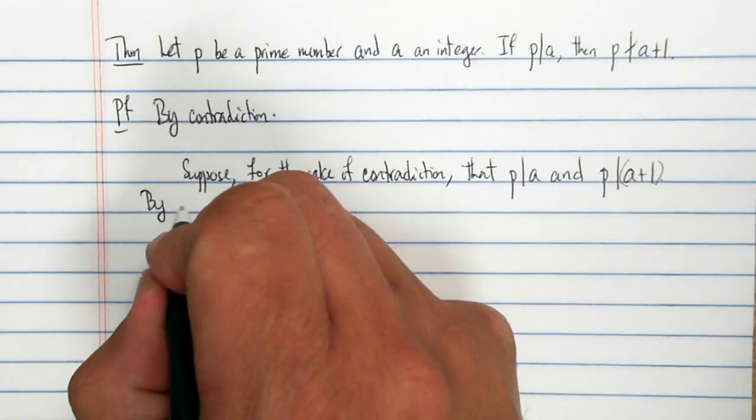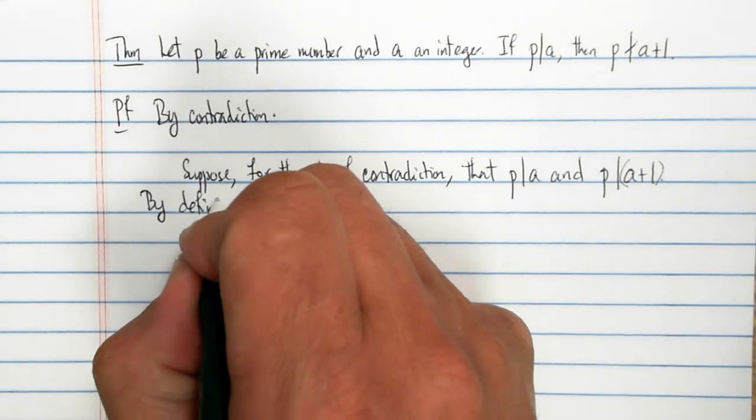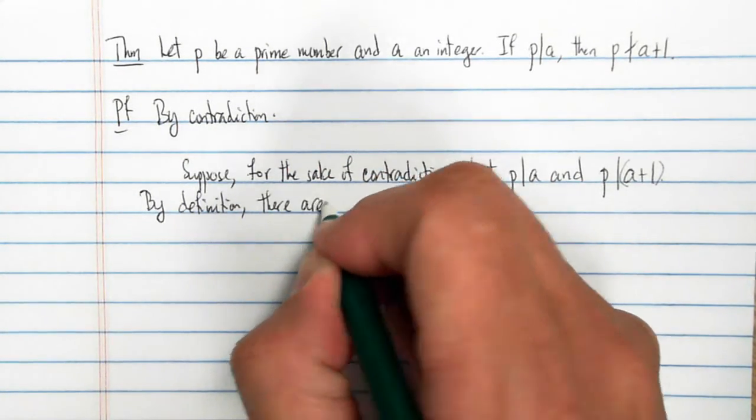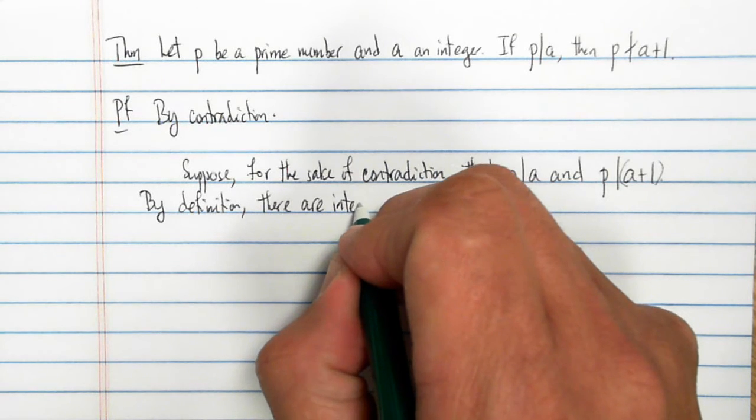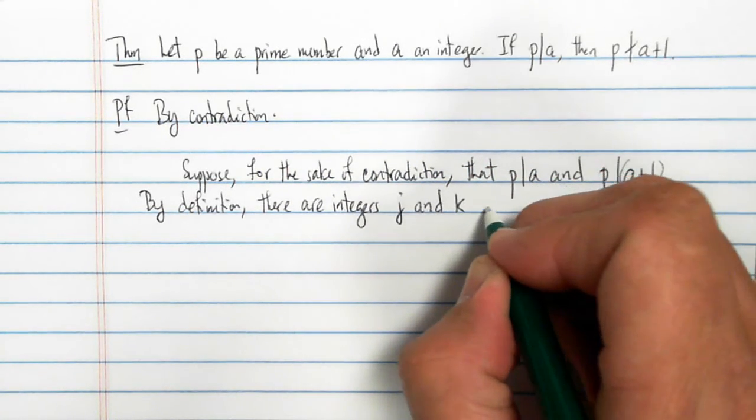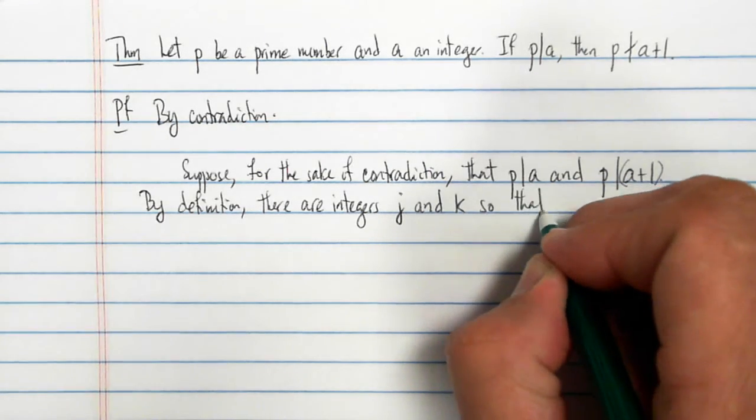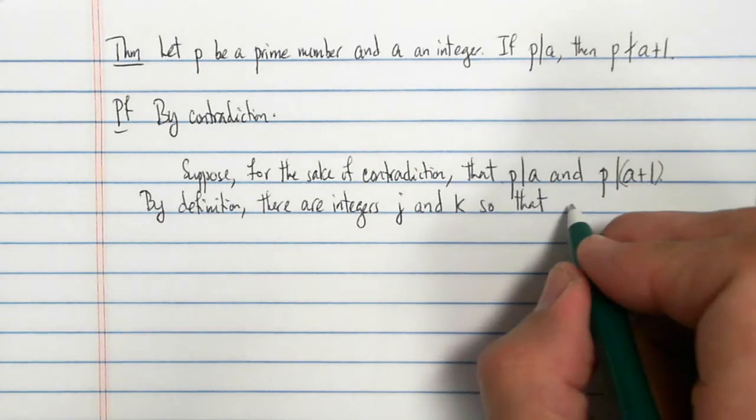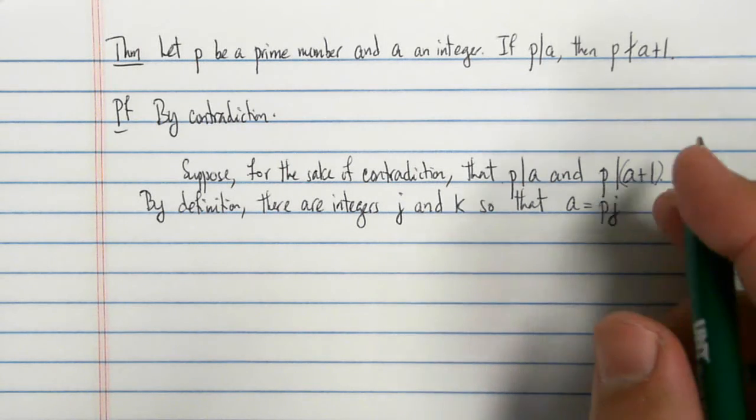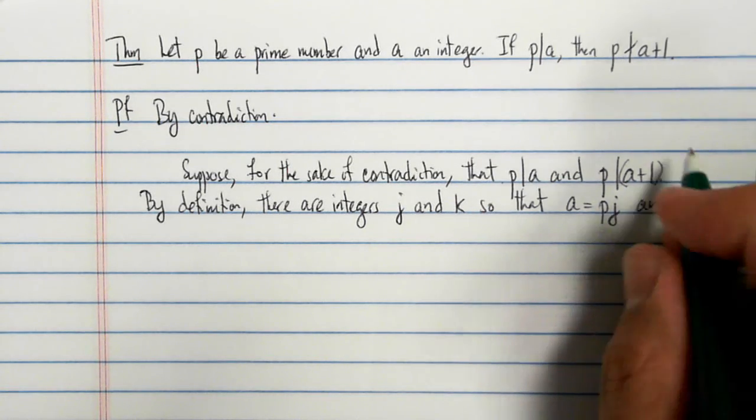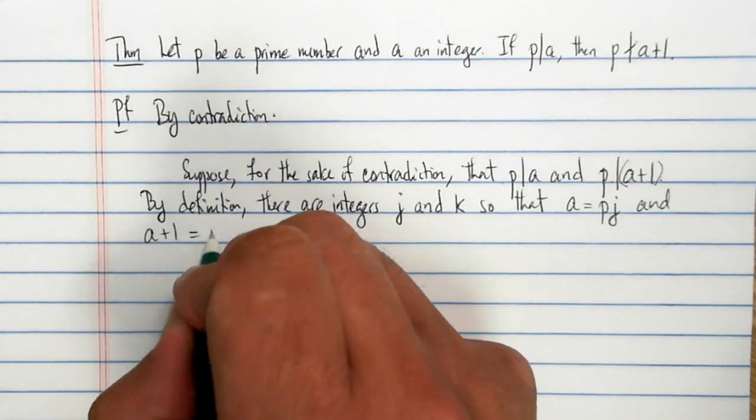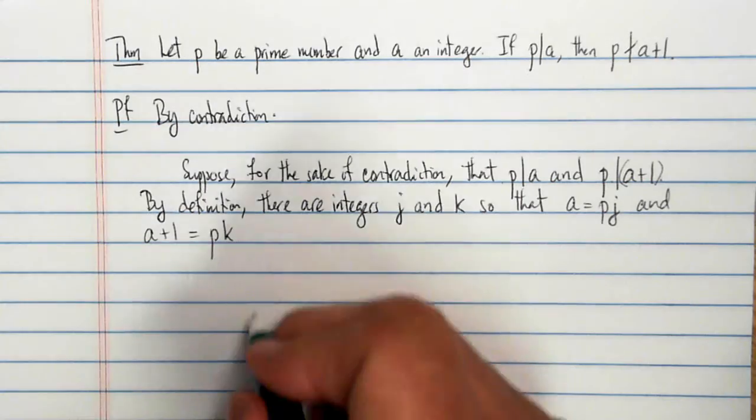By definition, there are integers j and k, so that, okay, if p divides a, that means that a is equal to p times j for some integer j. And if p divides a plus 1, that means that a plus 1 is equal to p times k for some integer k.